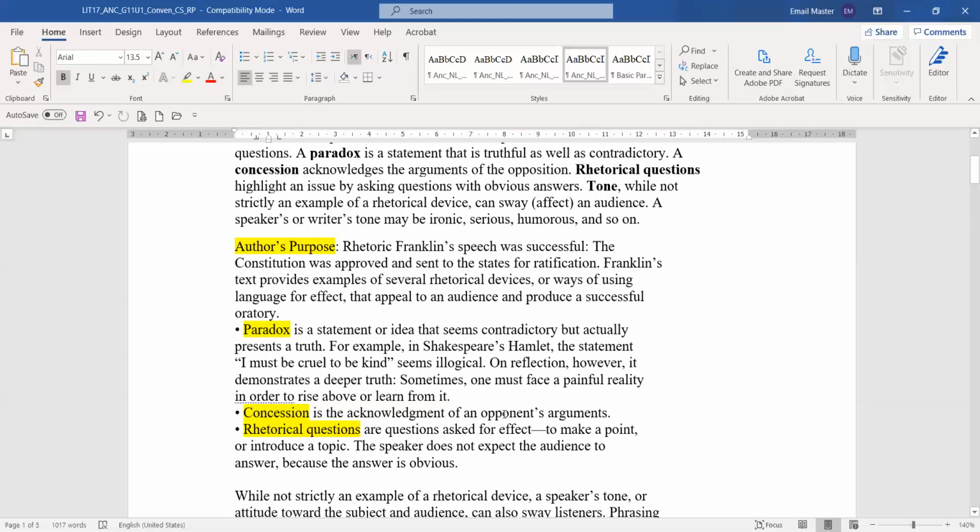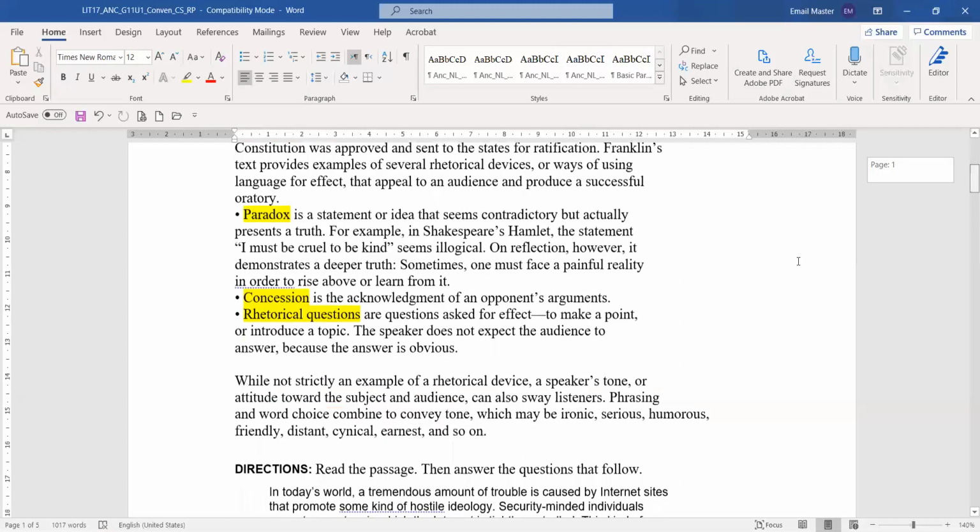Concession is the acknowledgement of an opponent's argument. So basically, you just accept the other people's opinions, opposite ideas, and even though you don't agree, you just mention them in your speech. Rhetorical questions are questions asked for effect, to make a point or to introduce a topic. The speaker does not expect the audience to answer this question because the answer is obvious.